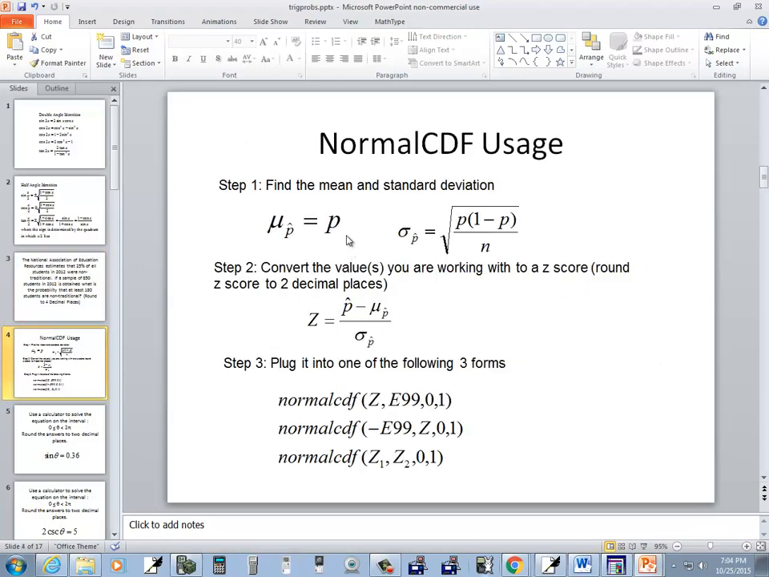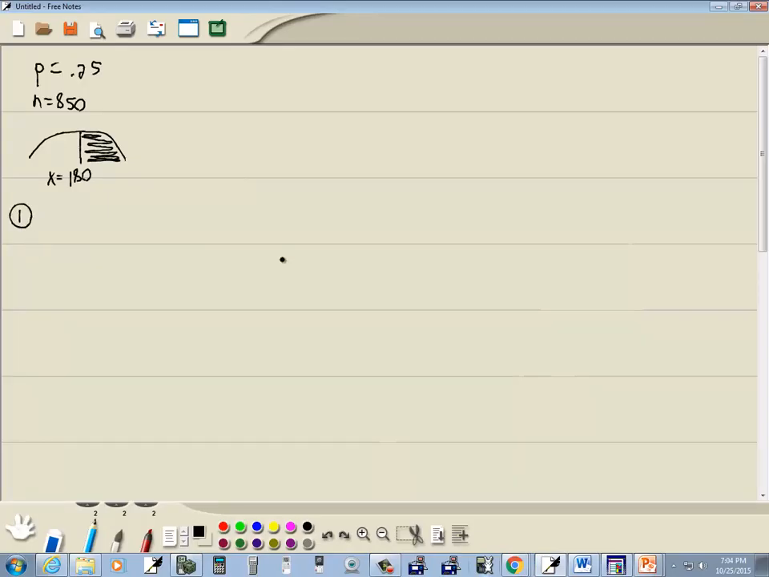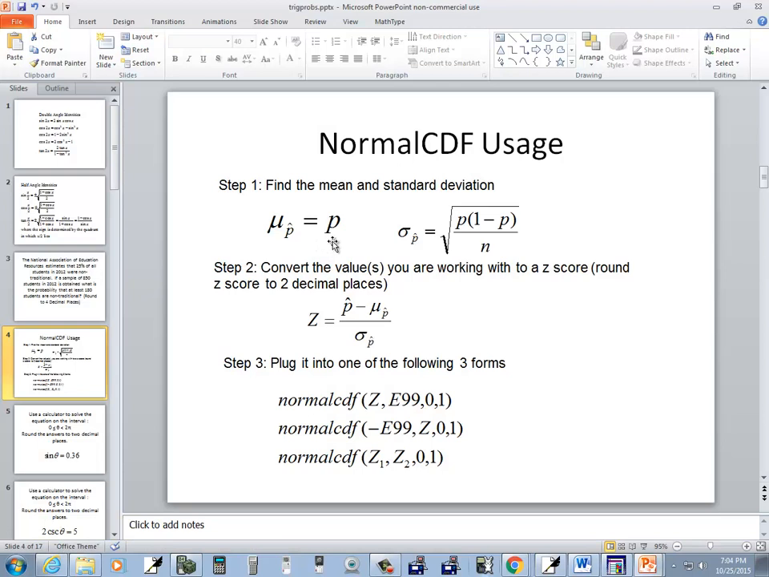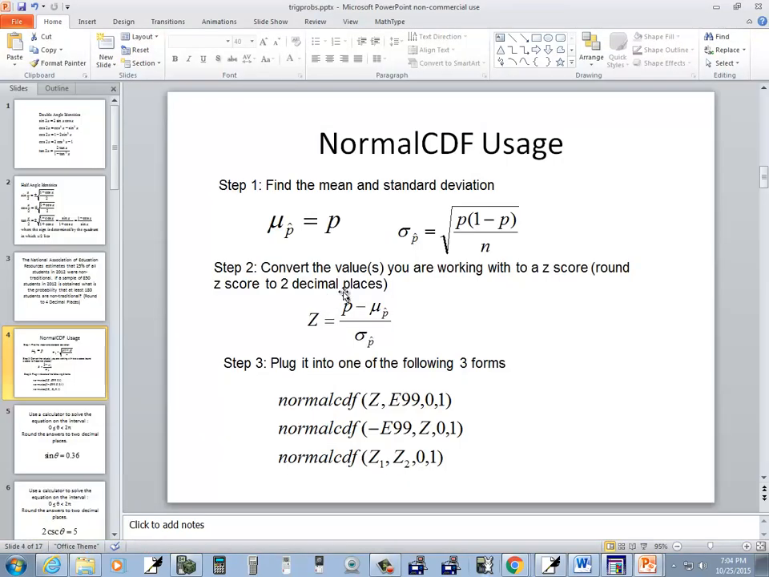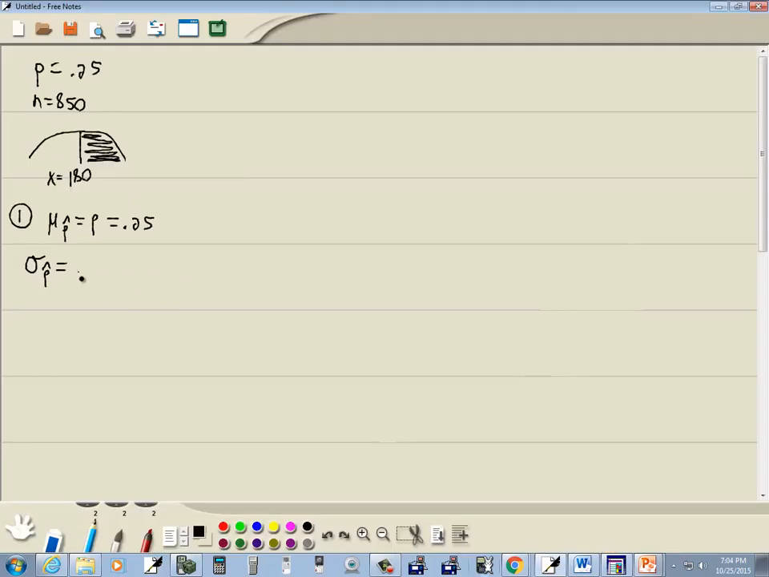Now we're going to go through our steps. Step 1. We want to find mu sub p hat, which is equal to P, which we said was 0.25. Then we want to find sigma sub p hat, which is the square root of P times 1 minus P over N. So we got the square root of 0.25 times 1 minus 0.25 divided by N, which was 850.